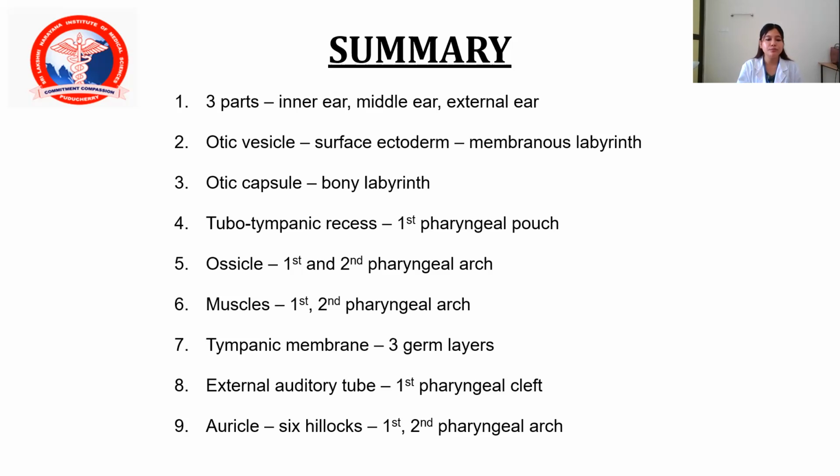The external auditory meatus is formed from the first pharyngeal cleft. The auricle is formed from the six hillocks. The first, second, and third are from the first pharyngeal arch, and the fourth, fifth, and sixth are from the second pharyngeal arch. So by this, I'll end this session.